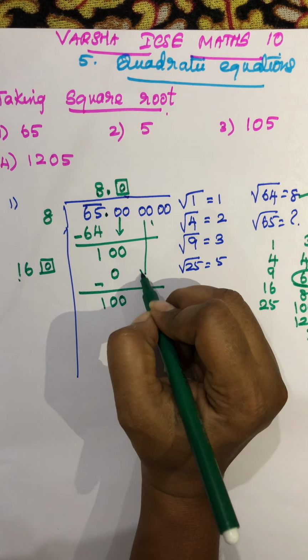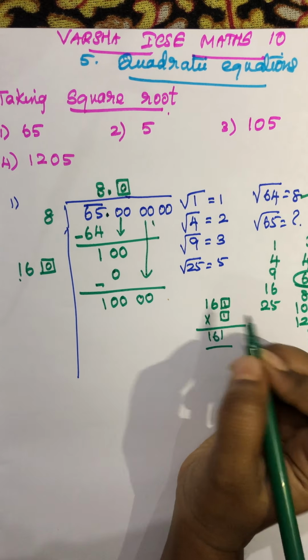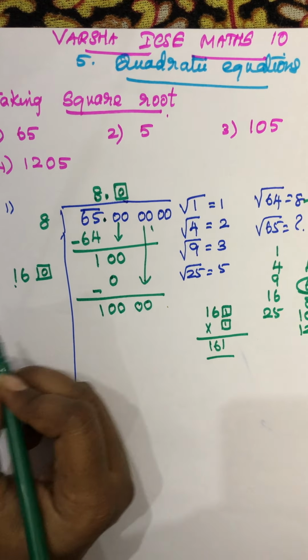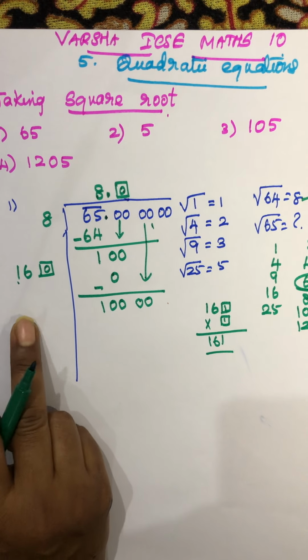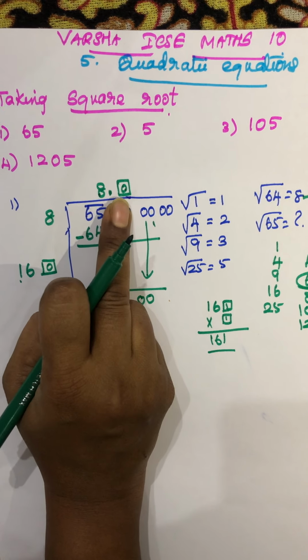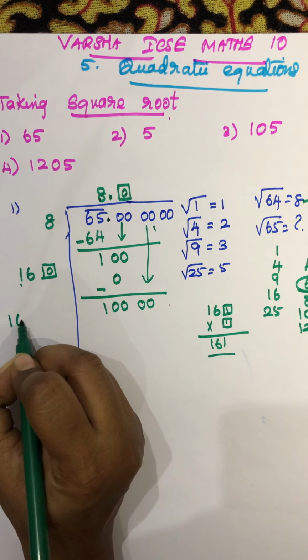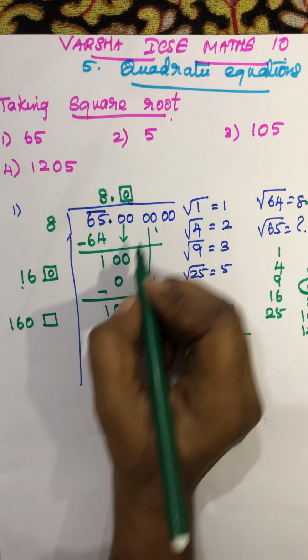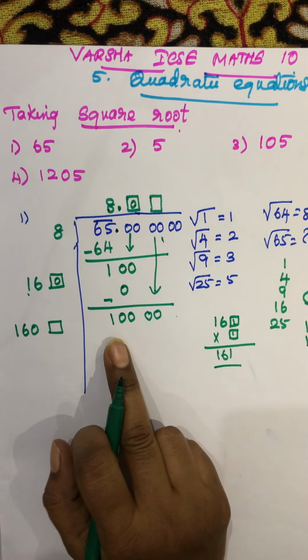You take the next pair, that is 0 0. Now see, what is this place? This place should be multiplied by 2 in the place of the coefficient. So 80, so this is 160, and again give a box.